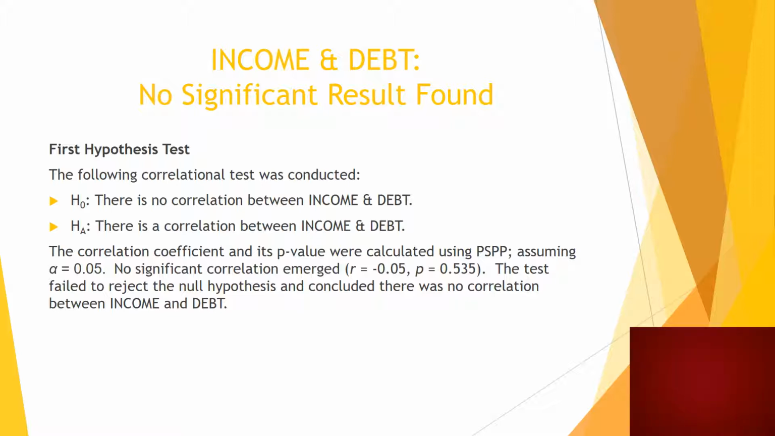The correlation coefficient and its p-value were calculated using PSPP, assuming an alpha of 0.05, and no significant correlation did emerge, as I stated. The R value was negative 0.05 and the p-value was 0.535. So the test failed to reject the null hypothesis and concluded that there was no correlation between income and debt.